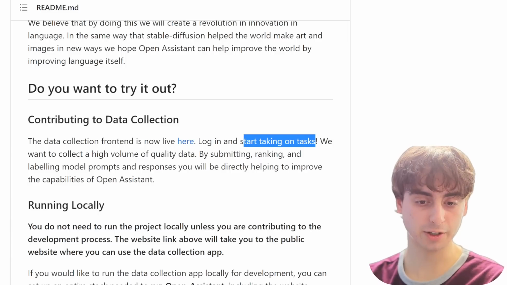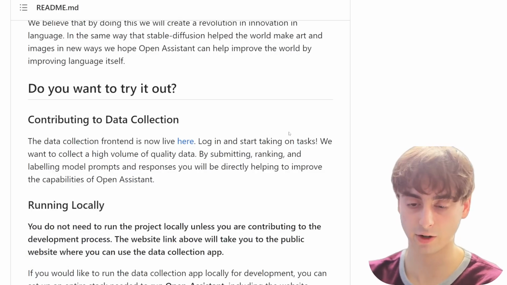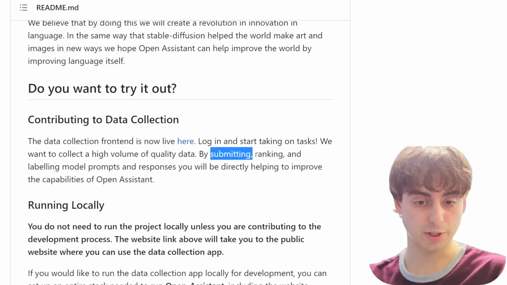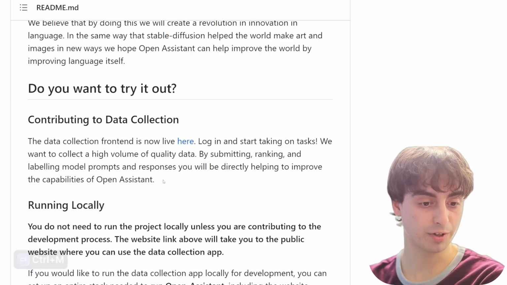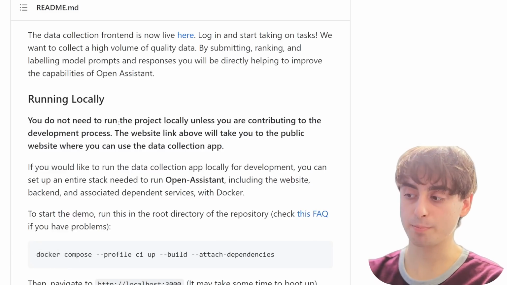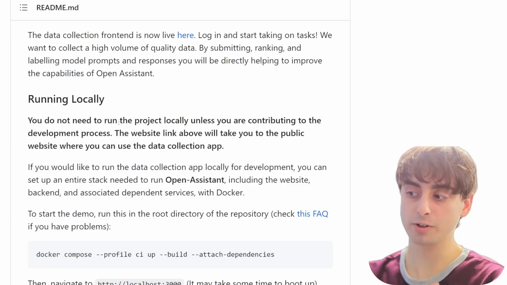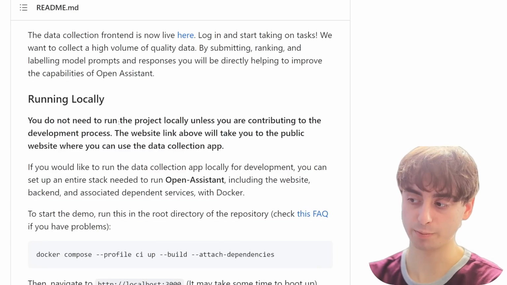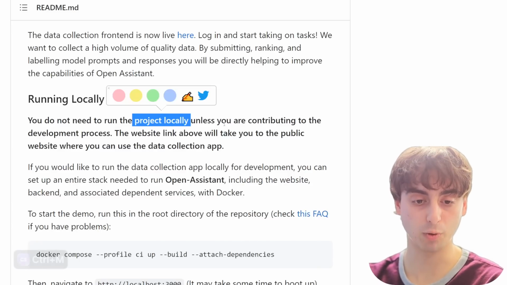Once you log in, you can start taking on different tasks, and we'll get into that. That's sort of how they're training this large language model with the community. You submit, rank, and label model prompts to directly help in improving the capabilities of this open source free assistant. And also another big thing here is that a lot of people love to run their models locally. My computer isn't really powerful enough to run this model locally, but if you do have a very powerful computer, it is possible to run it locally.